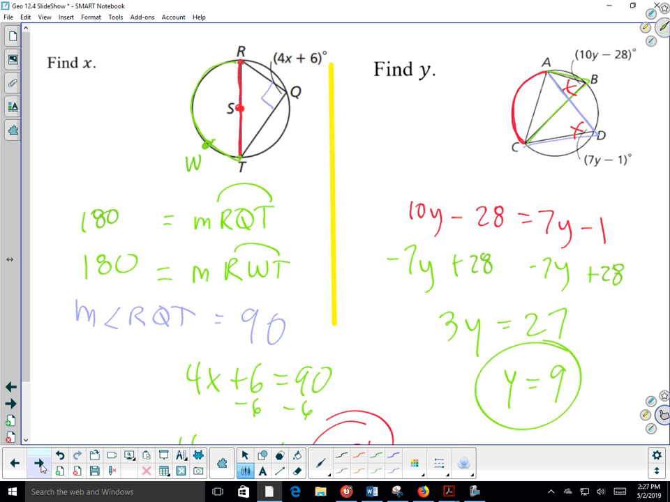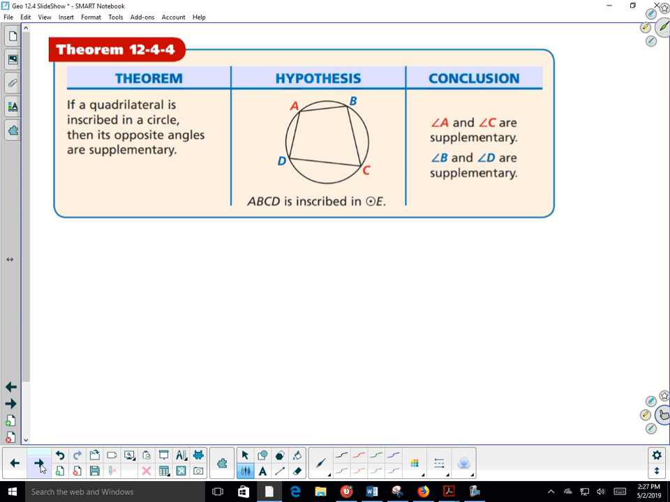Moving on? All right, so now we have another cool theorem. If a quadrilateral is inscribed in a circle, then its opposite angles are supplementary. First of all, what does it mean for a quadrilateral to be inscribed in a circle? It's inside of it.